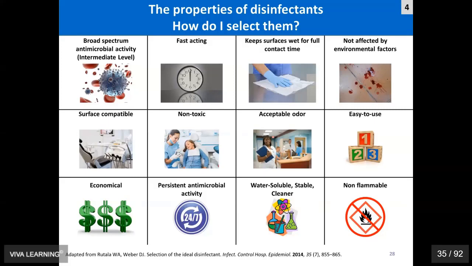Surface compatibility, we'll talk about that. You sure don't want it to destroy your expensive equipment. You want it to be the least toxic possible. You don't want it to smell bad. I mean, if it smells really bad, you don't want to use it. It's got to be easy to use, got to be reasonably priced. Persistent antimicrobial activity, in other words, it continues to work even after you put it on. Water soluble is ideal, stable. It's a cleaner too. In other words, you want something that you don't have to pre-clean first with soap and water, then use it. You want something that is a cleaner and a disinfectant. And of course, non-flammable.